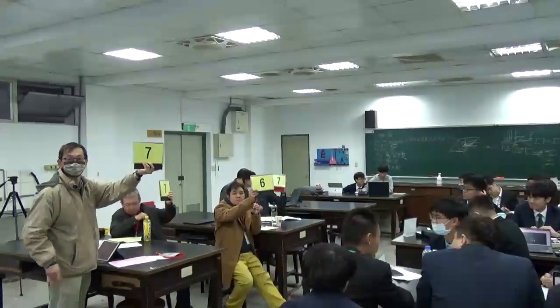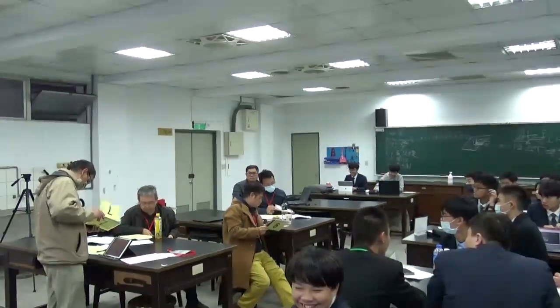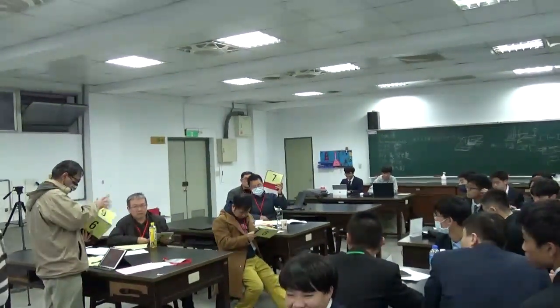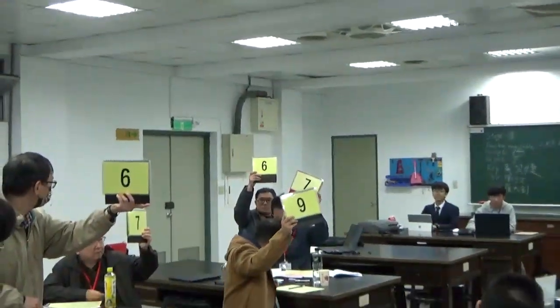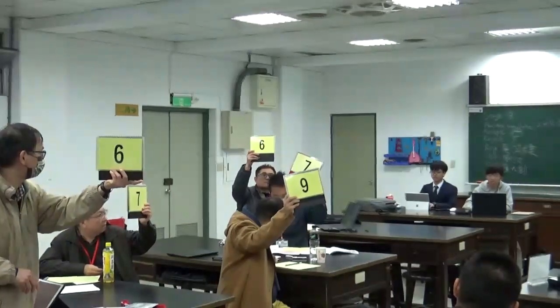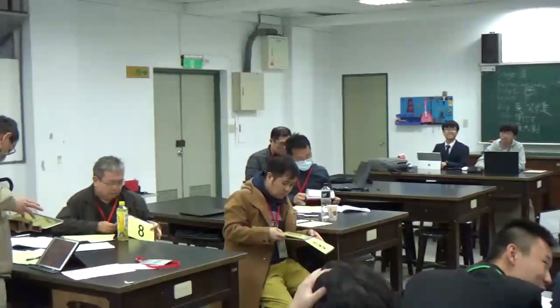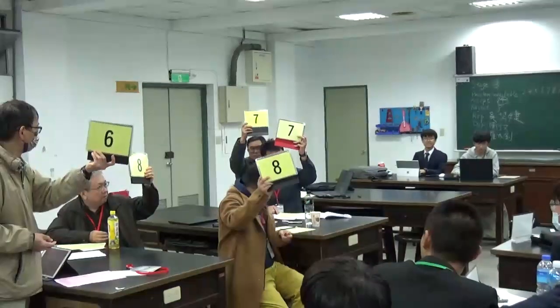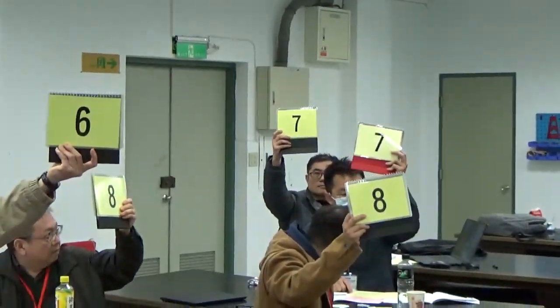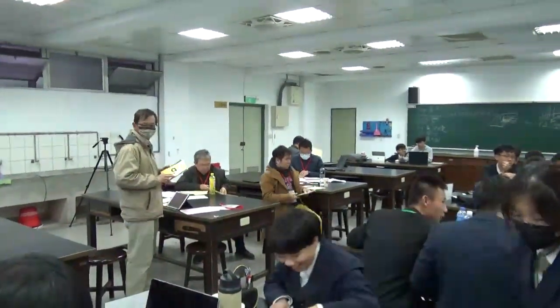77677. And then the score for the opponent: 67976. And then the score for the reviewer: 68877. So we have another 10 minute break.